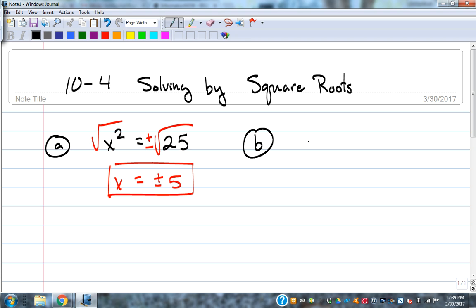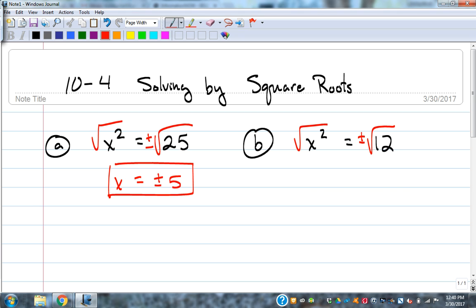So example B. Another fairly simple one. Don't do the square root yet. x squared is equal to 12. So is the squared part by itself? Yeah, the squared part's the x. It's x squared. It's by itself. So that means I'm ready to take the square root of both sides. And I need a plus or minus in front of the square root of 12.